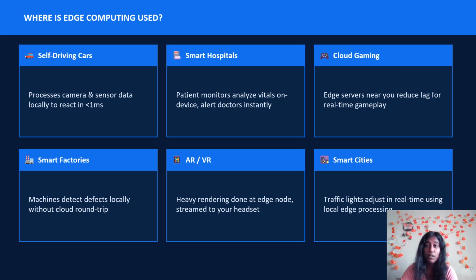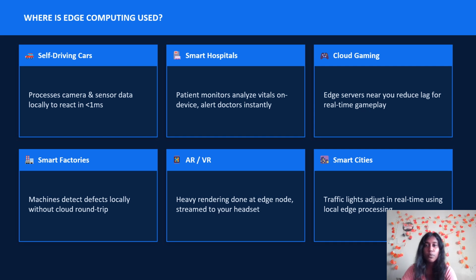And now to the most important case, smart cities. Edge computing powers real-time urban infrastructure. Examples: traffic lights adapt to live traffic conditions, surveillance systems analyze video feeds locally, and smart grids optimize energy usage. The benefits here are reduced congestion, faster emergency response, and improved energy efficiency. The decisions are made locally and hence there are no delays.